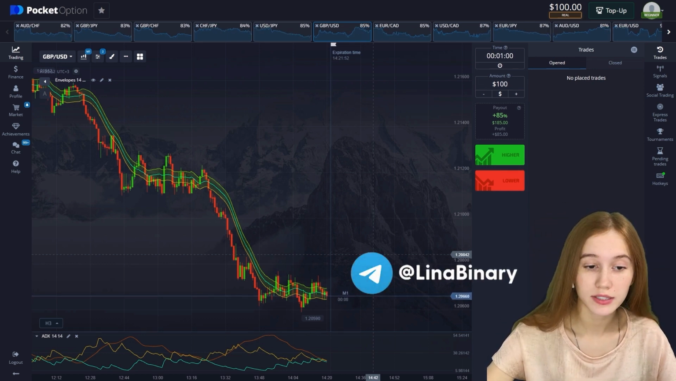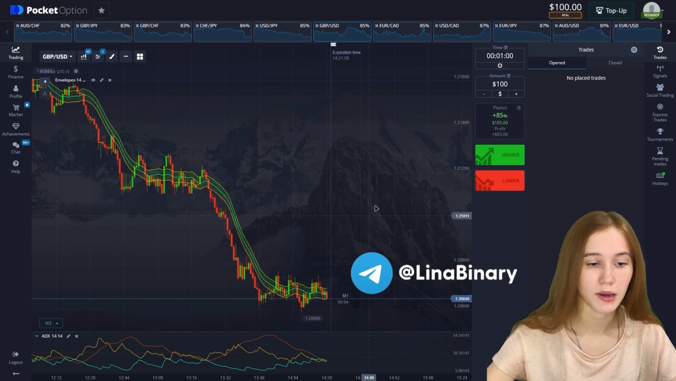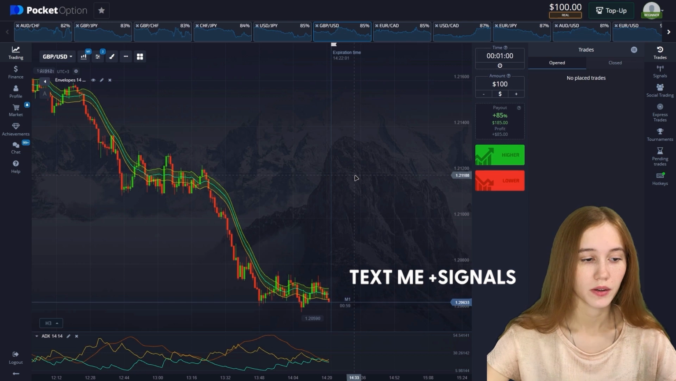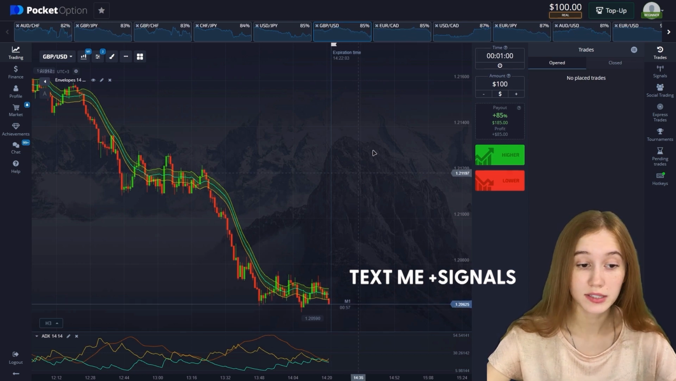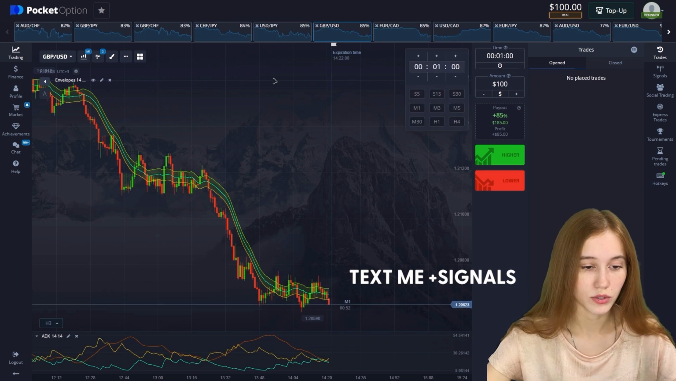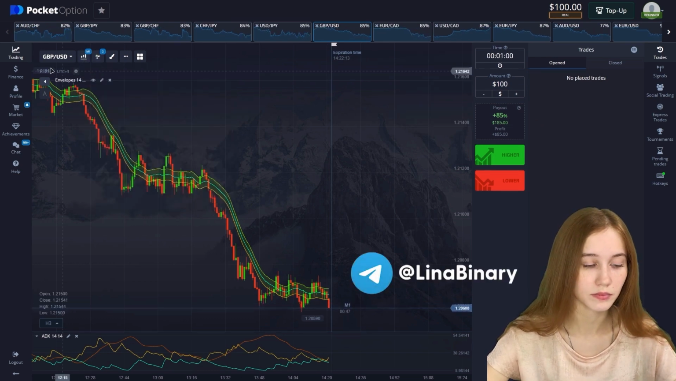Let's see what happens. Let's set up our workspace. The trade amount will always be $100. The trade time will be 1 minute, and we'll enable the one-minute time frame and candles. We'll also trade on currency pairs, and here are today's currency pairs.